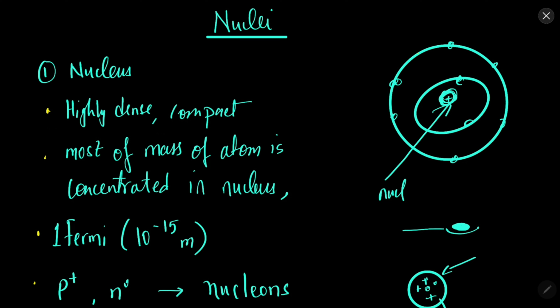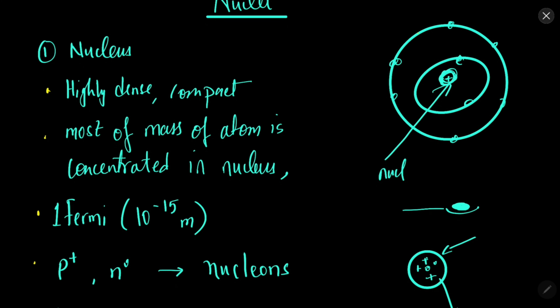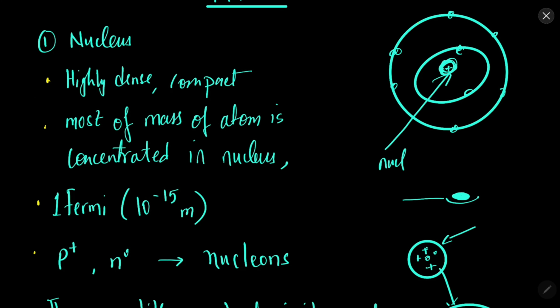Why are we saying highly dense? Because it is a very small region inside the atom, and it consists of most of the mass of the atom. Almost 99.99% of the mass of the atom is inside this nucleus in the form of protons and neutrons. So most of the mass of the atom is concentrated in this nucleus, and the volume, the space, is very small. Because of that high mass and less space, it is very dense and compact.